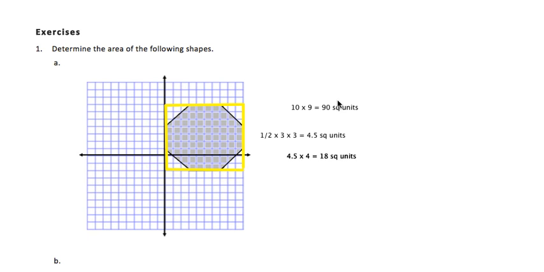And then finally, what we want to do is take the 90 for the larger rectangle and subtract 18, those 4 triangular corners, to find the total area of our octagon, which gives us a total of 72 square units for our octagon.